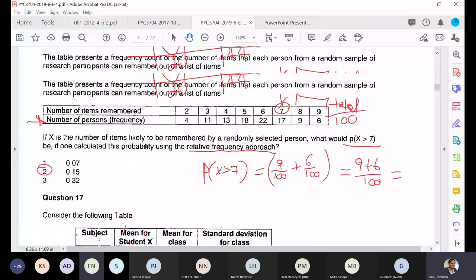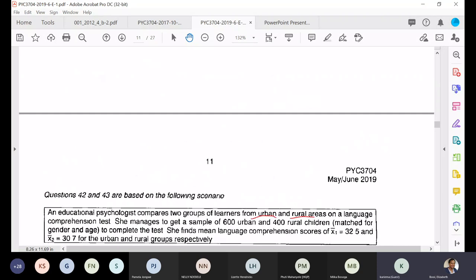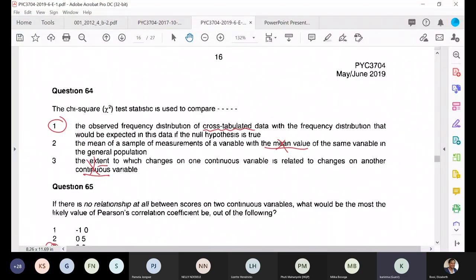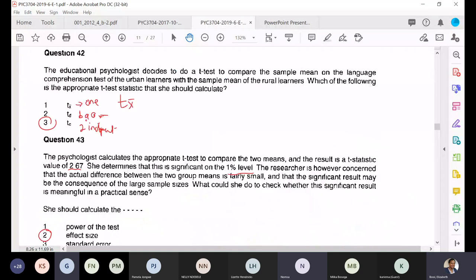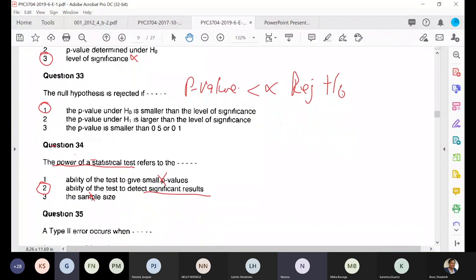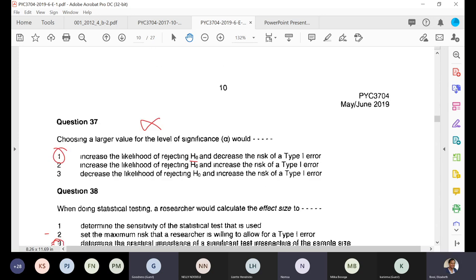Sorry, can you go back to 54 quickly for me, please? 64. I missed that one. Okay, thank you. Can I catch 32 and 34? 32, 33, 34, 35. You want the whole paper. Thank you very much. No, I was talking to you.